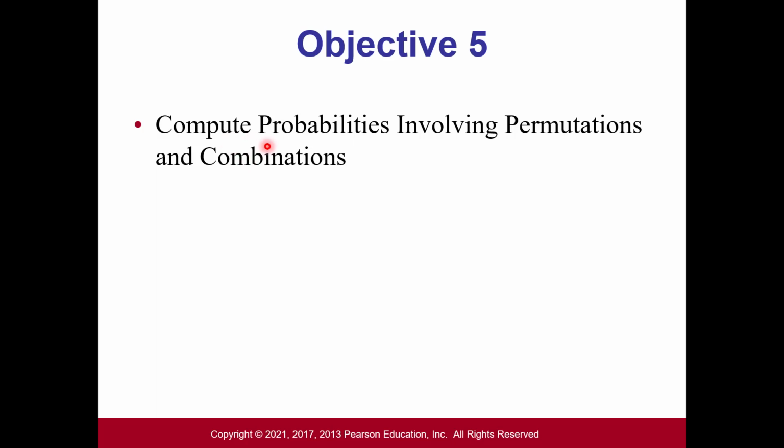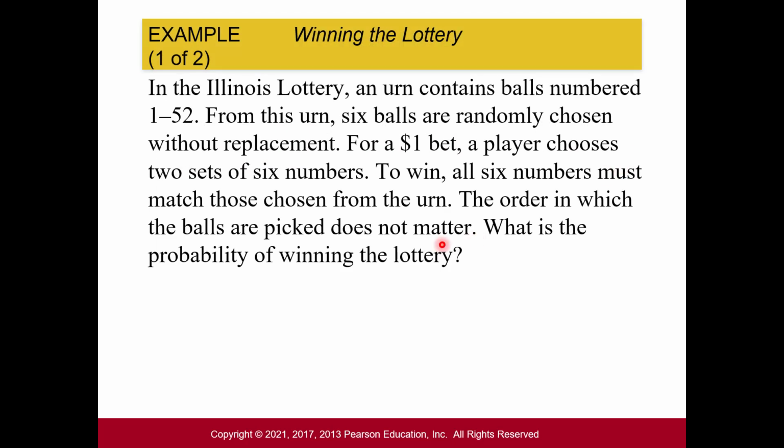All right, our last objective is to compute probabilities involving permutations and combinations. So in the Illinois lottery, an urn contains balls numbered 1 through 52. From this urn, 6 balls are randomly chosen without replacement. For a dollar bet, a player chooses 2 sets of 6 numbers. To win, all 6 numbers must match those chosen from the urn. The order in which the balls are picked does not matter. What is the probability of winning the lottery?